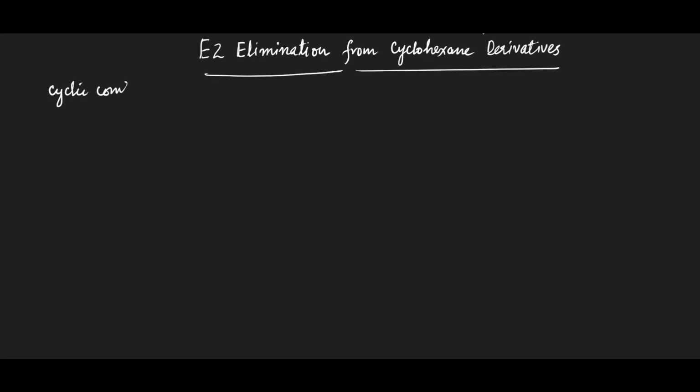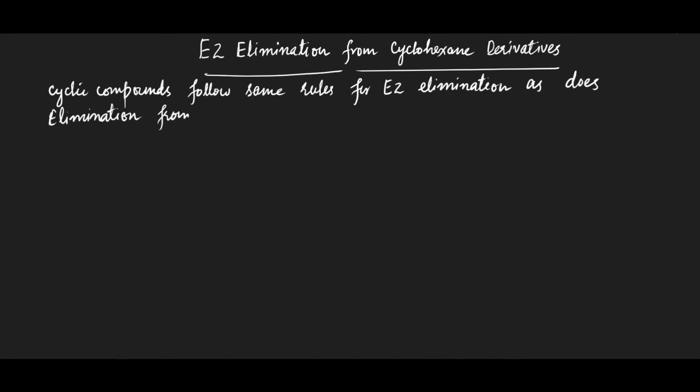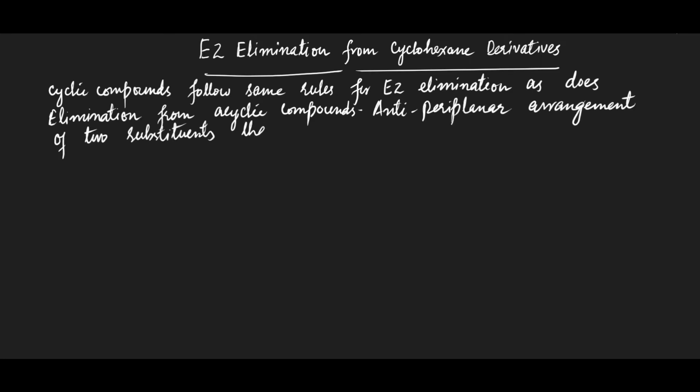We will now discuss E2 elimination from cyclohexane derivatives. Cyclic compounds follow the same rules for E2 elimination as does elimination from acyclic compounds. That rule is anti-periplanar arrangement of the two substituents that are being eliminated. This requirement has special significance when dealing with substituted cyclohexanes.